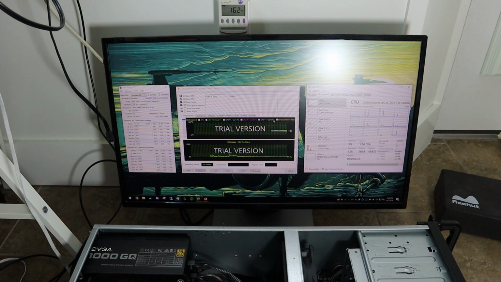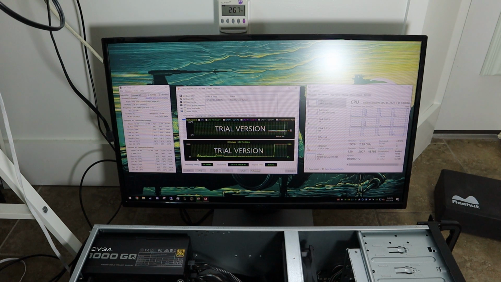And we're going to do Aida64. Full synthetic, and this is going to be 100% load, and we'll see what our power usage is once it levels out and gets running. So we're looking at about 268 to 271 watts. We'll call it 270.